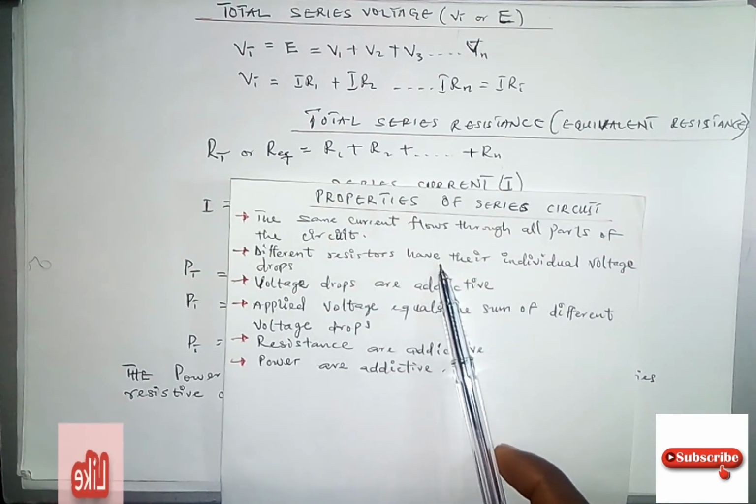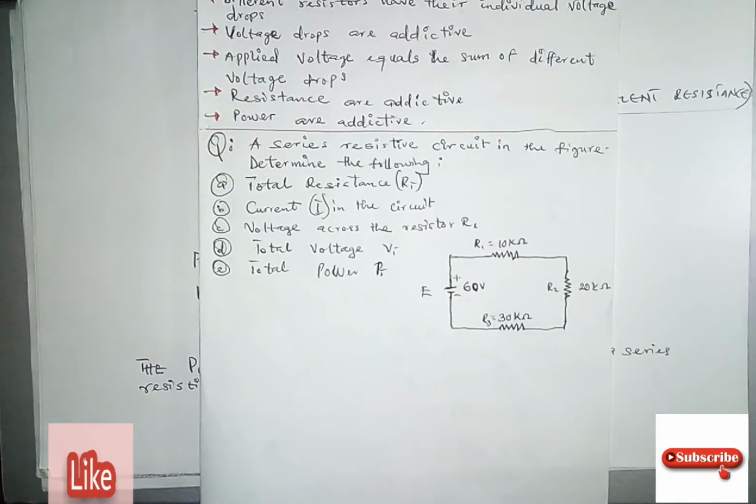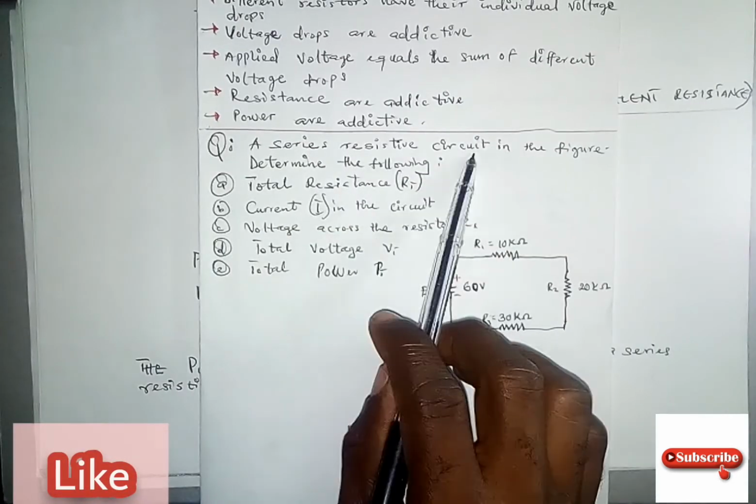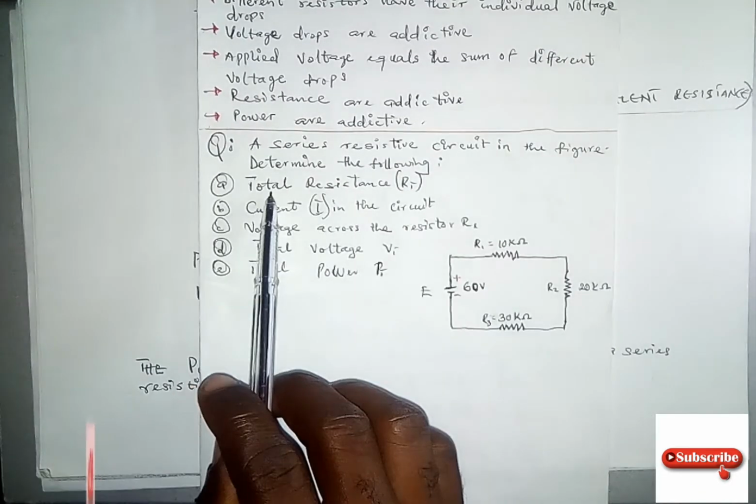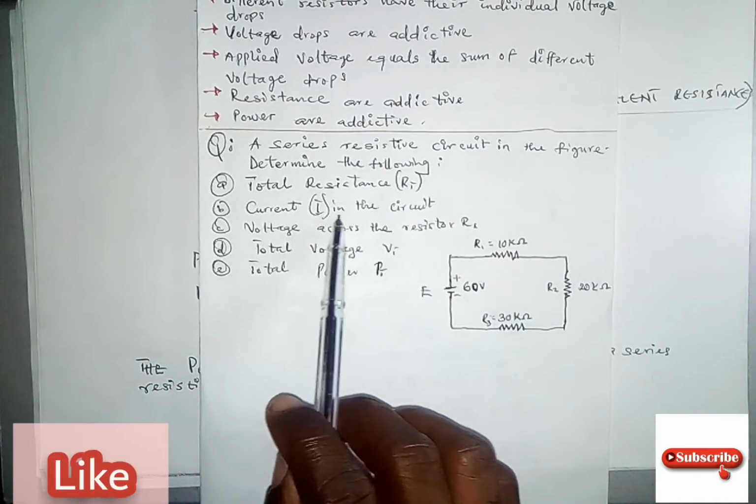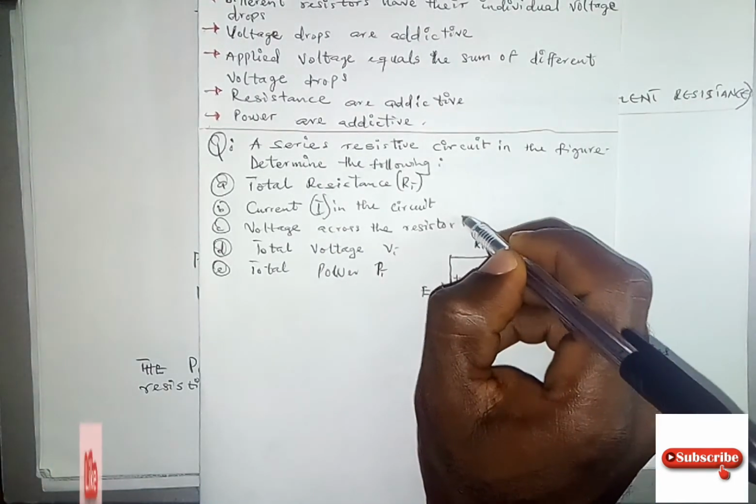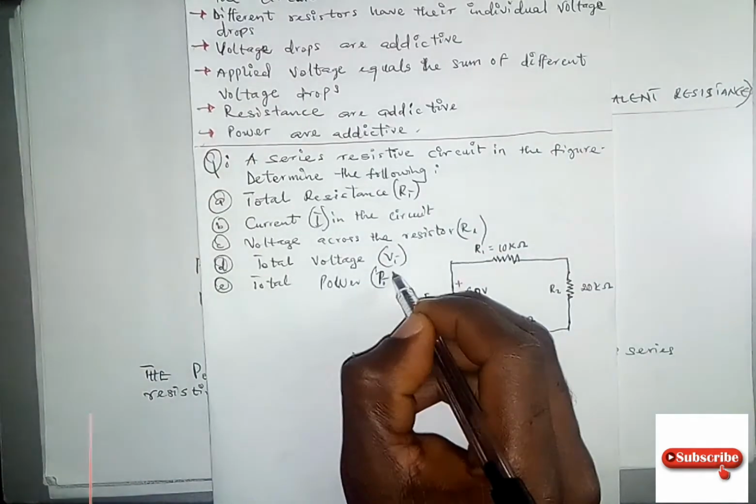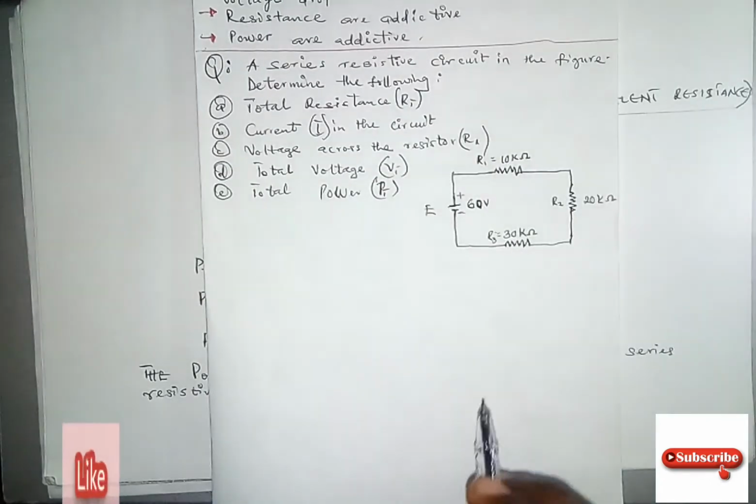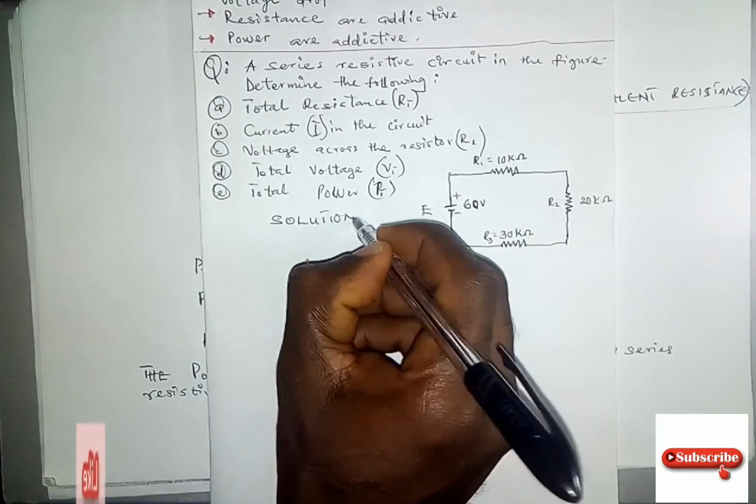Before we round up, let's quickly take a look at some illustration we have here. Let's take a look at this question. A series resistive circuit is in the figure below. Determine the following: total resistance RT, current I in the circuit, voltage across the resistor R1, total voltage VT, and last but not least, the total power PT. So let's take them one after the other. Solution.